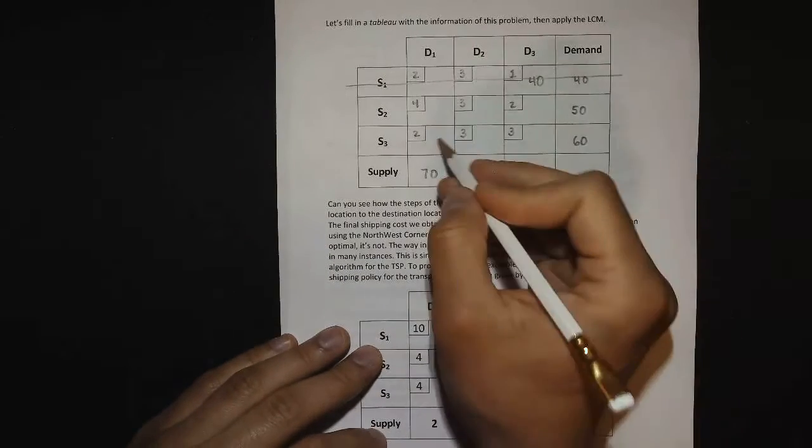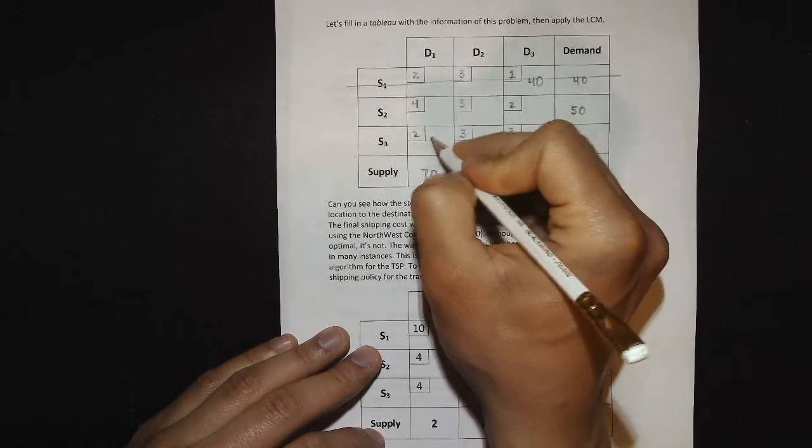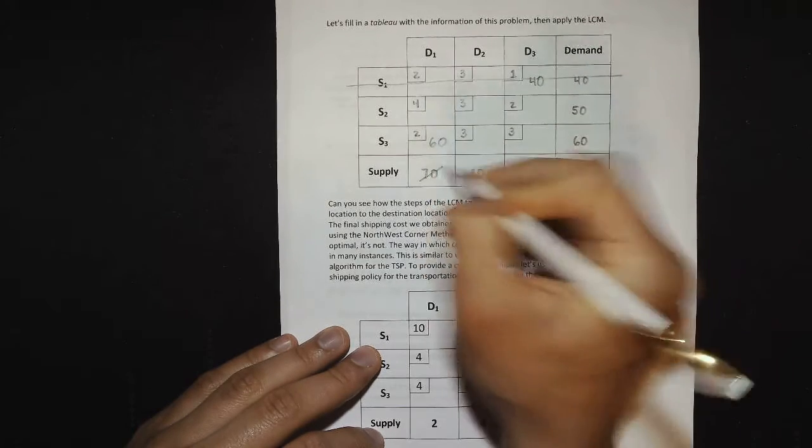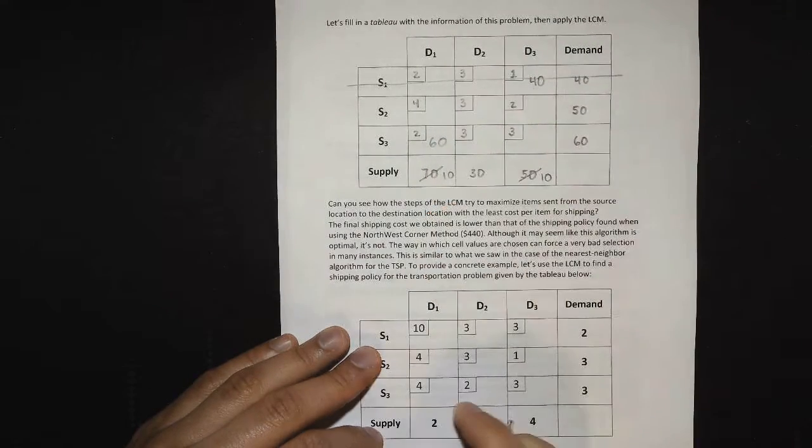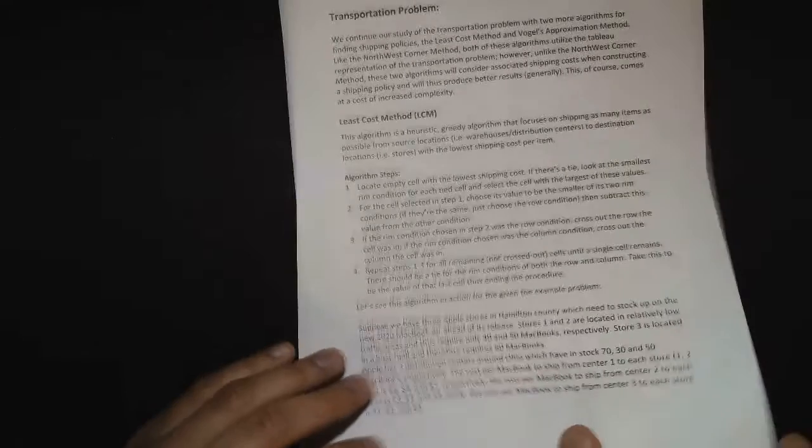Alright, so we take the value of this cell to be the smaller of the 2, which is 60, and we subtract it from the other one. Okay? Alright, that was step 2.